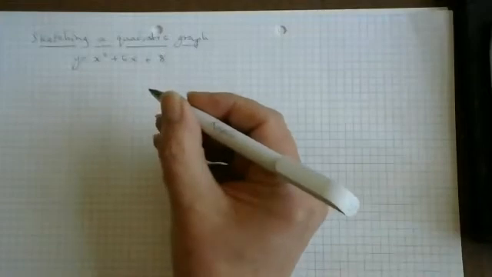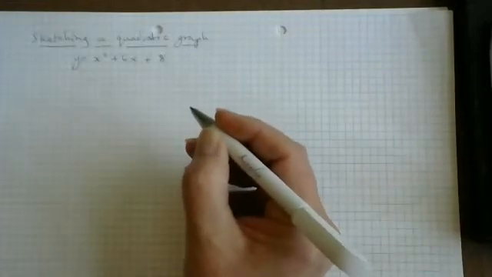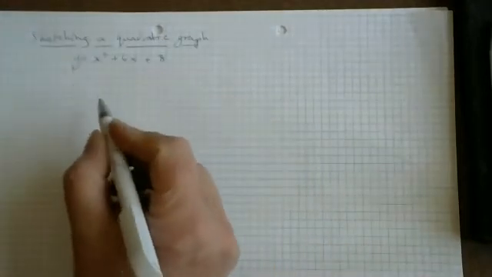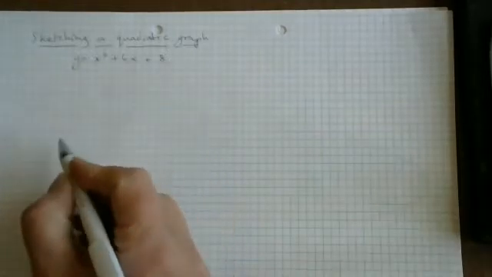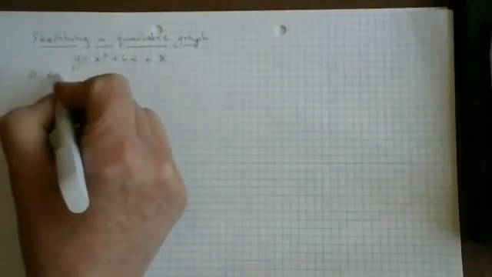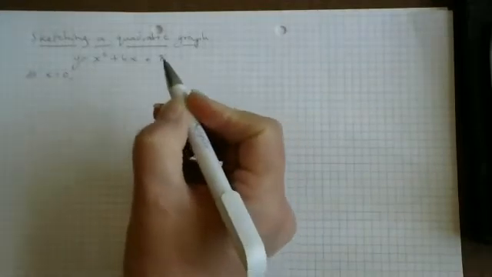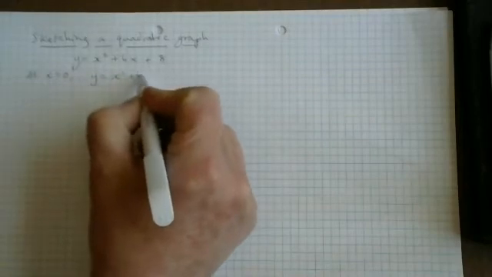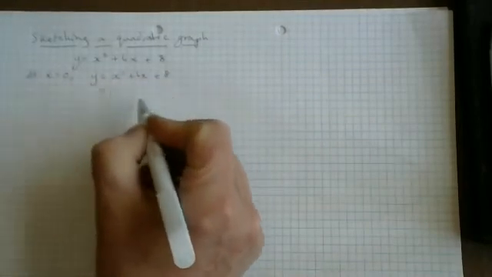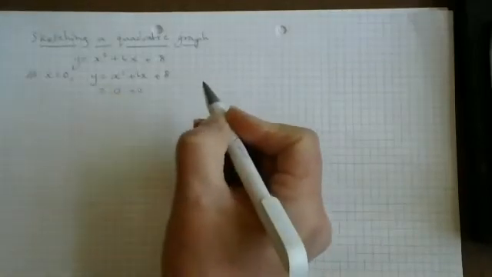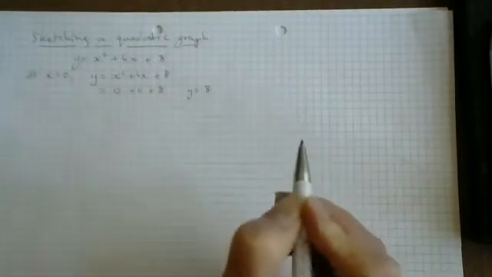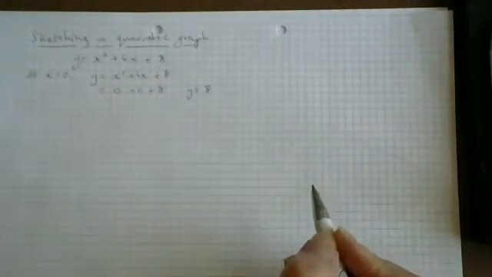Today we're going to sketch a quadratic graph. y equals x squared plus 6x plus 8. Let's begin. Firstly, we want to find some key values here. When x equals 0, y equals x squared plus 6x plus 8 equals 0 plus 0 plus 8. So y equals 8. That's my first point, (0, 8).